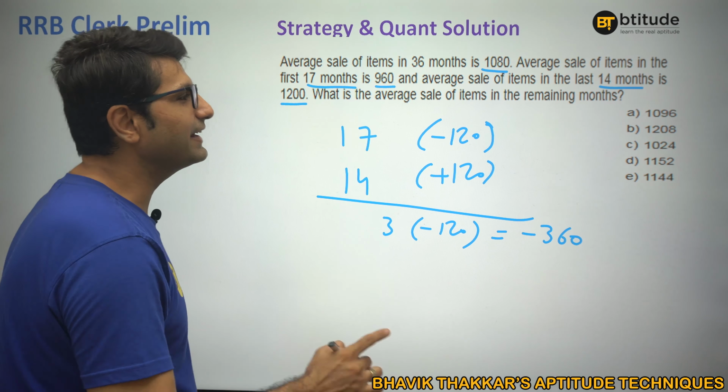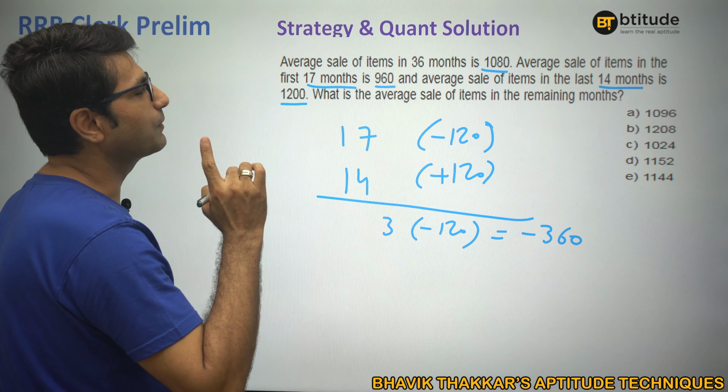That means the remaining how many months? Remaining 14, 17, remaining 5 months are 360. They will have to cover 360, because right now we are behind. 360 divided by 5 is 72. So there should be 72 ahead. Then the average 1080 plus 72 must be 1152. That's it. That's my answer.